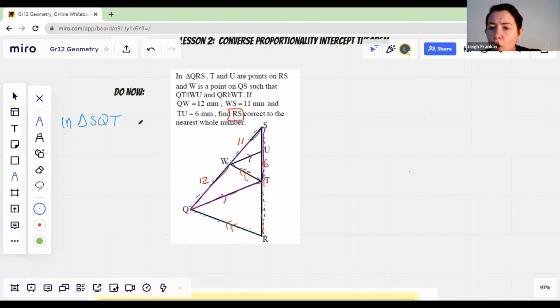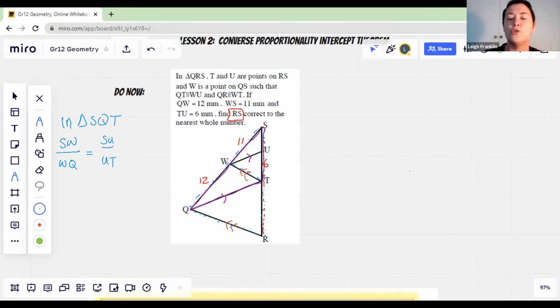Right. I don't know who was speaking to me right now. Do you want to make the proportion? I don't know who it was. SW. Okay, hang on. Okay. So SW over WQ is equal to SU over UT. Beautiful. Okay, now I need to know who that lovely voice belongs to. Who's talking to me? Silindile. Okay, Silindile, you smashed it.